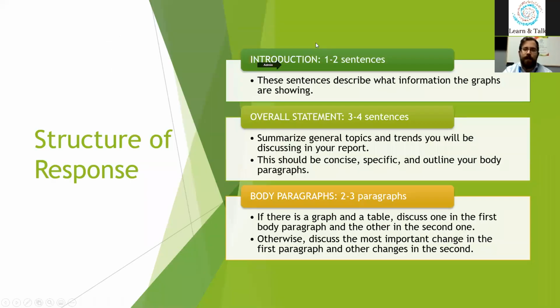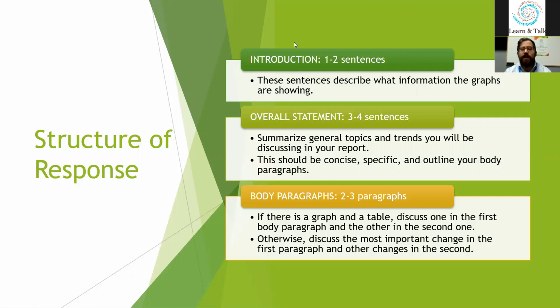So when we write our response, how should we structure it? Well, you should have an introduction, an overall statement, and a couple of body paragraphs. So for your introduction, these sentences describe what information the graphs are showing. So you just want to keep it very basic, just literally saying what is in the graph. What does this graph show? So for example, on the pie chart on the last page, we could say this pie chart shows the means or the mode of transport that people choose to take to go to school.